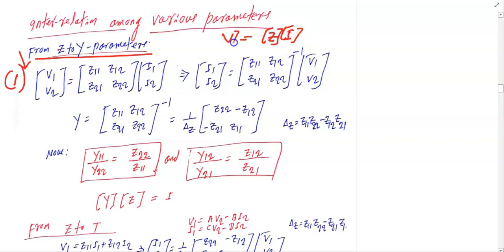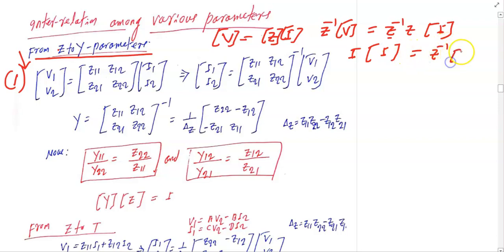All these are matrices, so every time I would include brackets. I'll multiply by Z inverse: Z inverse V is equal to Z inverse Z I. Because Z is a 2 by 2 square matrix, this will be I, that is your identity matrix. When you multiply any matrix with the identity matrix, the matrix remains the same. So column matrix I is equal to Z inverse V.